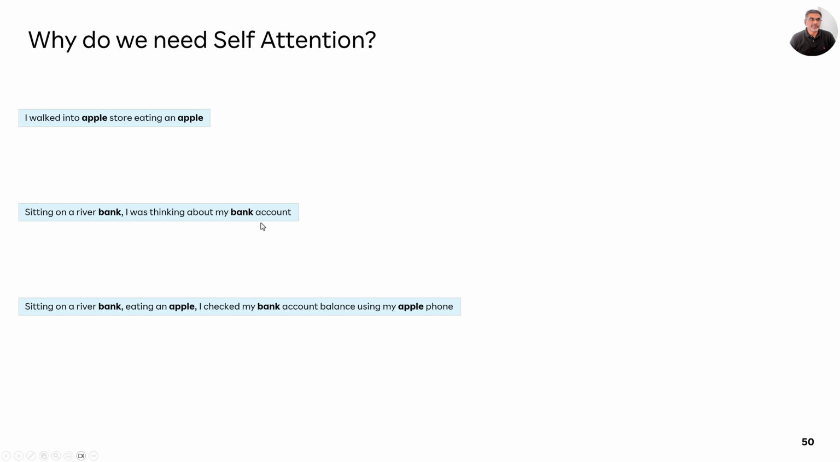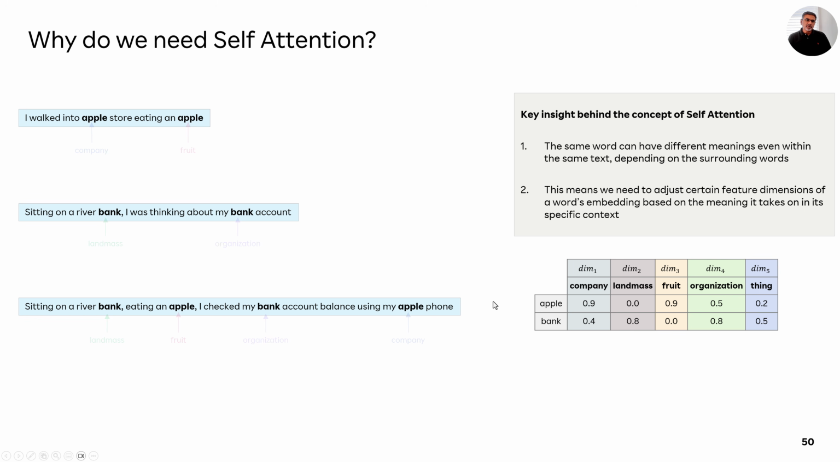A few more illustrative examples. "Sitting on a river bank, I was thinking about my bank account." As a human, you very quickly know that the first bank here represents a landmass, and the second bank represents the financial organization, right? Or "sitting on a river bank eating an apple, I checked my bank account balance using my Apple phone." As a human, you clearly know that while the word is the same, it actually means something different based on the context in which it appears, right? This is the key insight behind self-attention. What the authors basically said is that the same word can have different meanings within the same text, based on where it appears and based on the surrounding words.